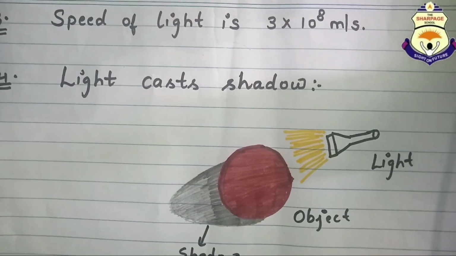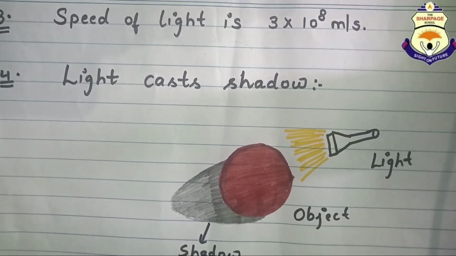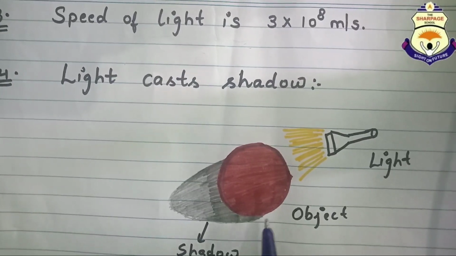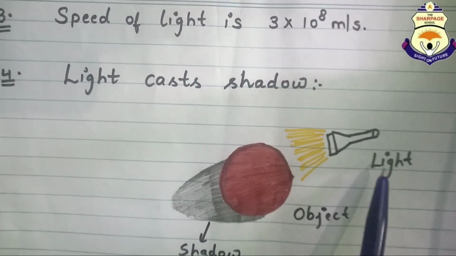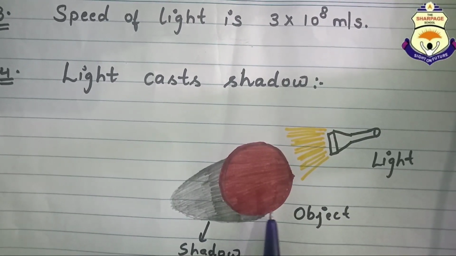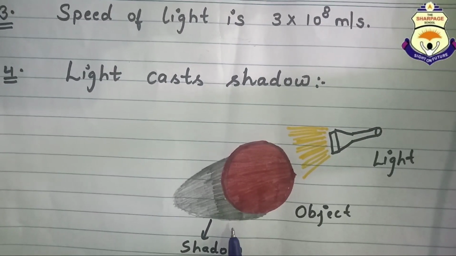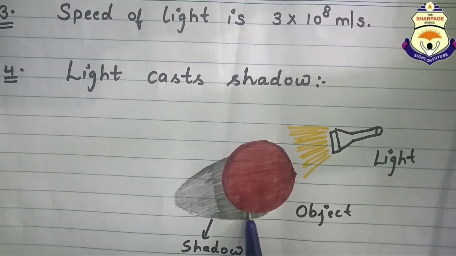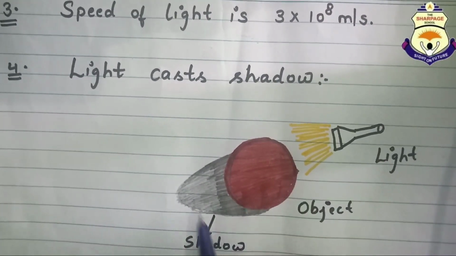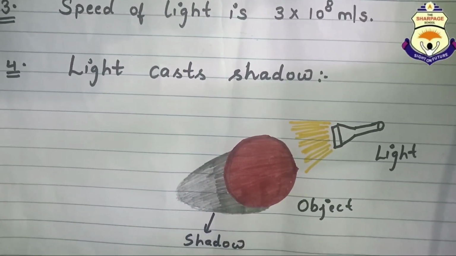Now let's come to the fourth property of light, that is, light casts shadow. As you can see in this figure, there is an object placed and the rays of light fall on this object. Now this object casts a shadow, and we have also noticed that the shadow is hard-edged and blacker near the object and soft-edged and grayer further away from the object.